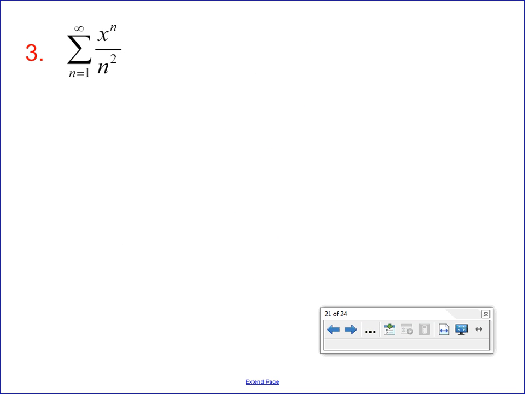All right, guys. So as you know, the general tool for determining an interval of convergence for a general power series is the ratio test. So let's go ahead and go after it.